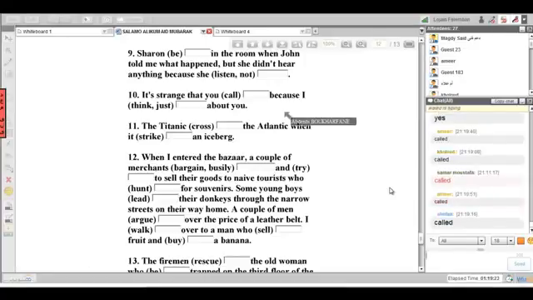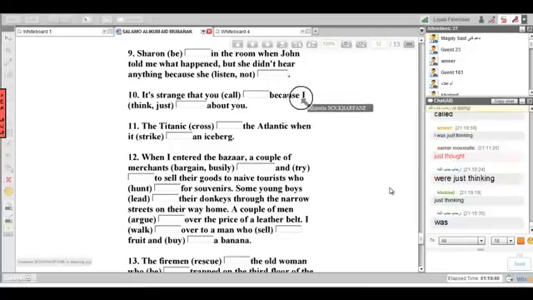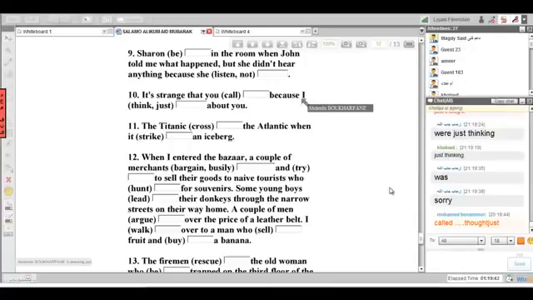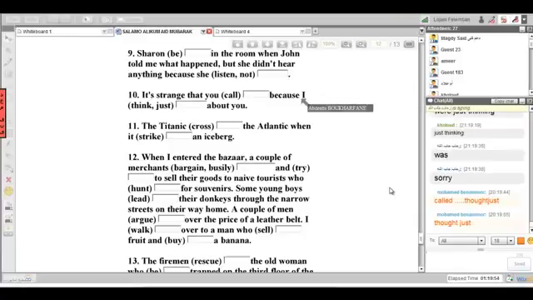Okay, so go on to the 12th question. When I entered the bazaar, a couple of merchants bargained busily. Bargain busily. Were bargaining. Yes. Okay, were busily bargaining, or they were bargaining busily, either of the two is accepted.